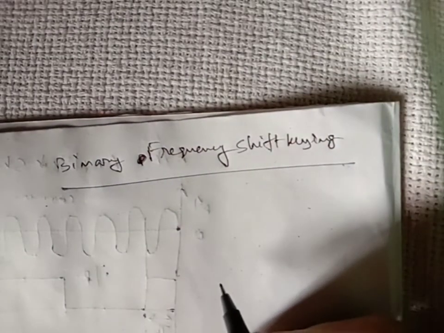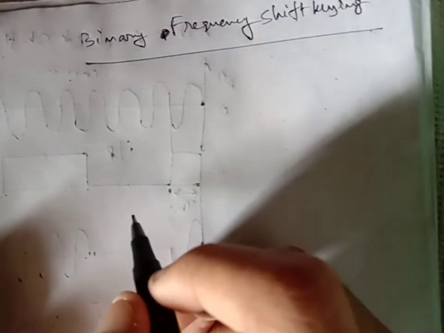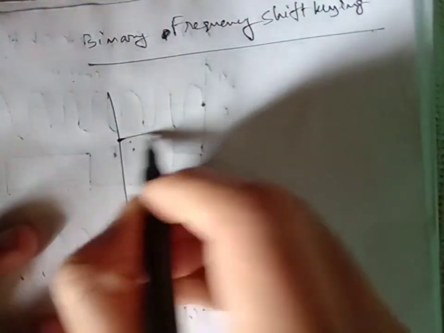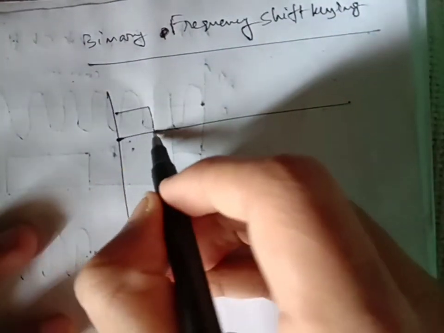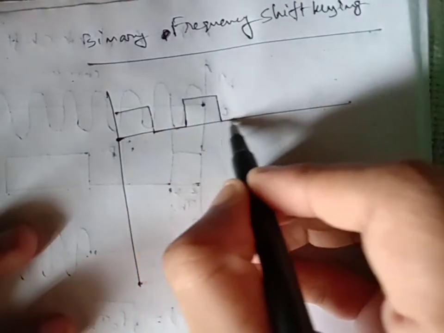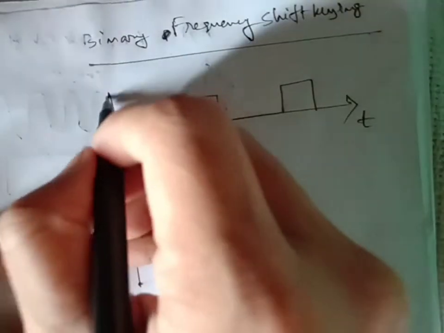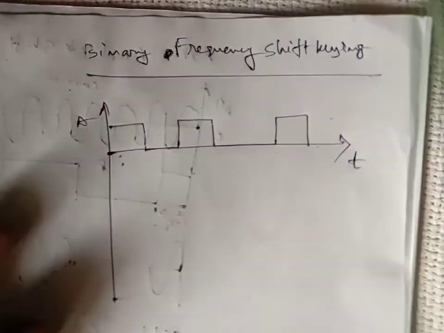Hello everyone, in this video I will demonstrate how to generate BFSK, or rather binary frequency shift keying. So let me first explain what BFSK is. Here two carriers are there. Suppose the input sequence is 1 0 1 0 0 1, like this. This is time, this is amplitude.